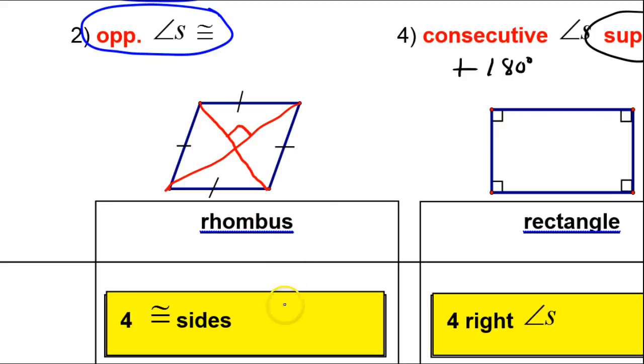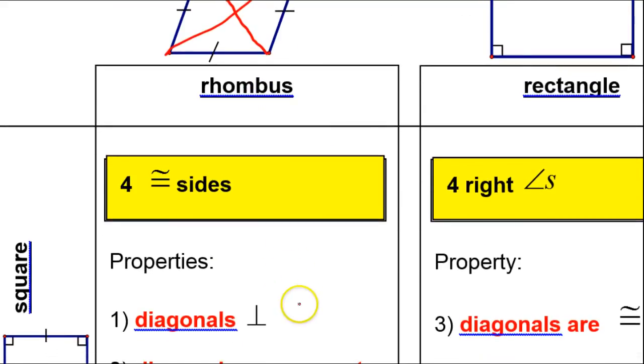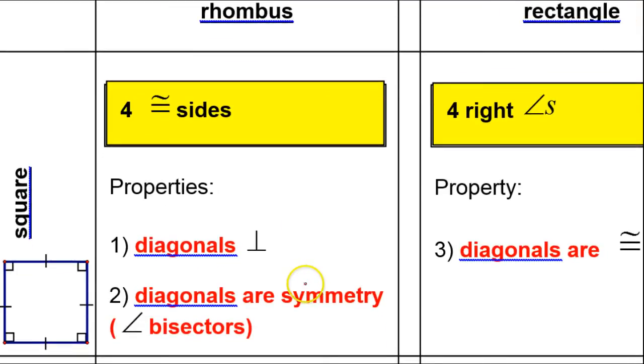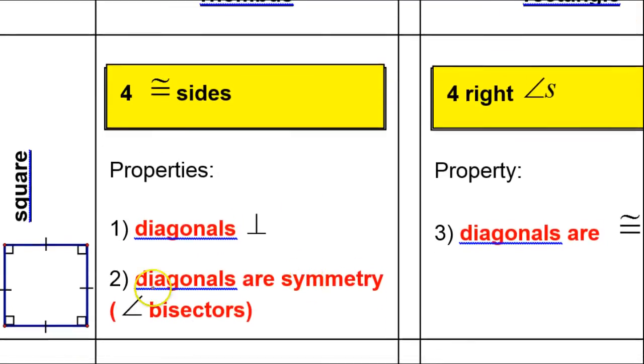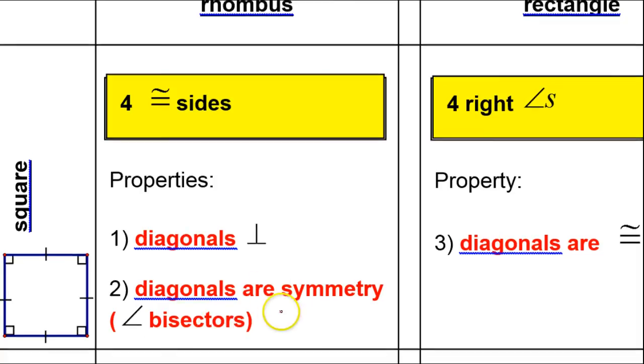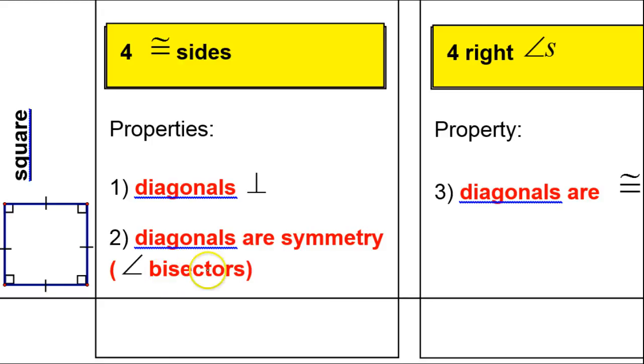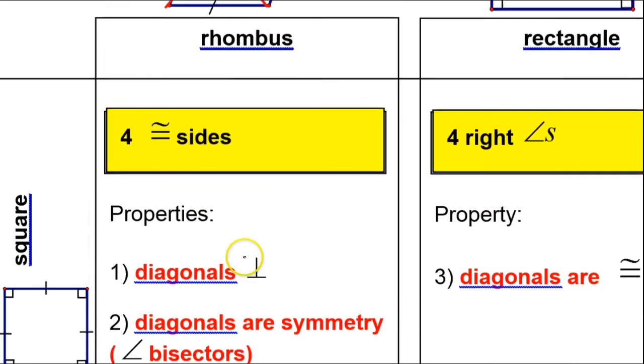Okay, so that's something you eventually need to memorize. But for right now, this is good notes. Alright, now there's one more property for a rhombus. The diagonals are angle bisectors. Why did I put symmetry in? Okay. The diagonals are angle bisectors.